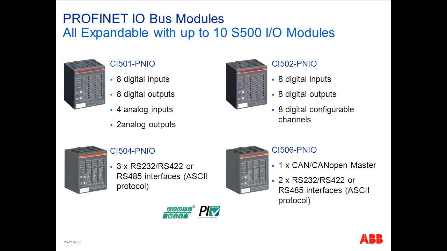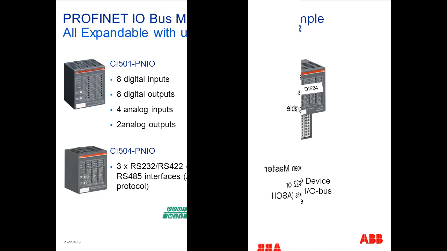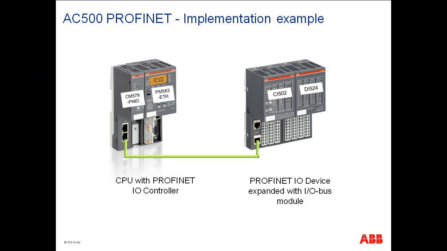What is seen now on the screen are the different Profinet I/O bus modules. According to their specification, they come with different types of built-in I/Os and protocols. Each I/O device could handle up to 10 I/O modules. A sample hardware connectivity is shown on the screen, in which a CM579 Profinet I/O controller is connected to one CI502 I/O device. This I/O device is further expanded with a DI524 digital input module.